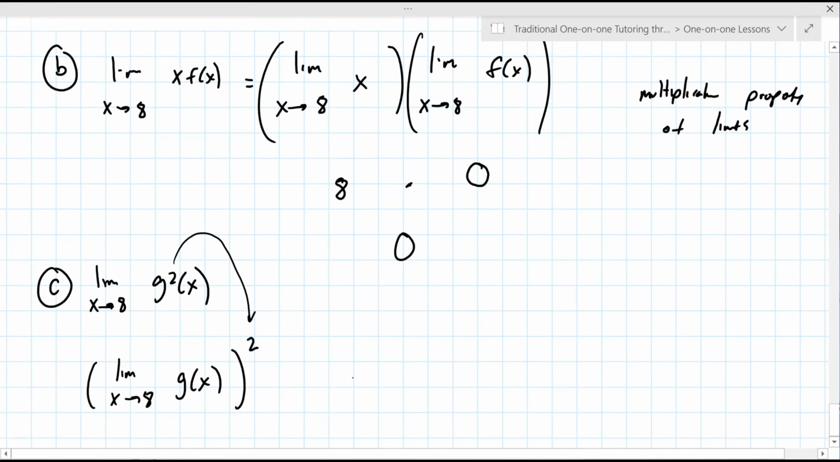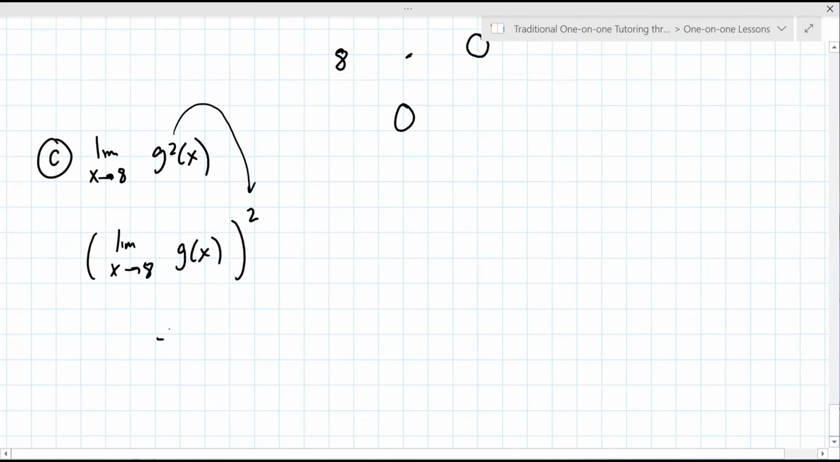So you just get the number, which in this case is negative 2. And then you just square it, and you get 4. Easy. Okay, not too bad.